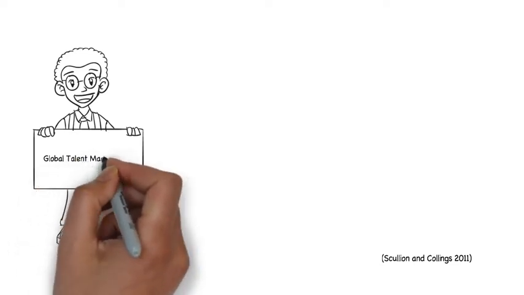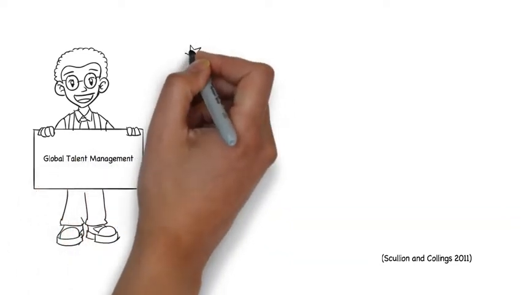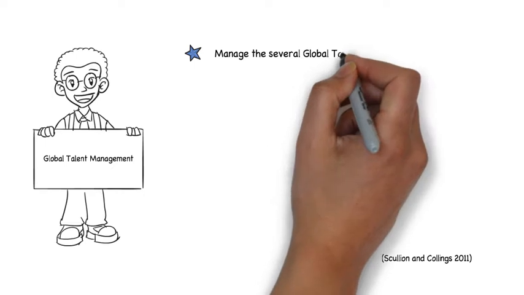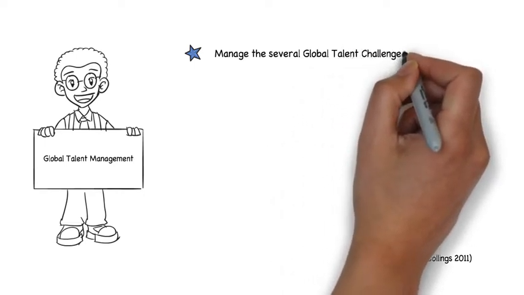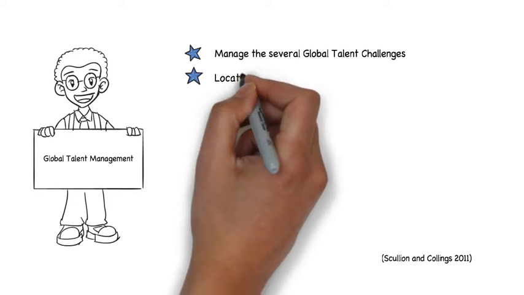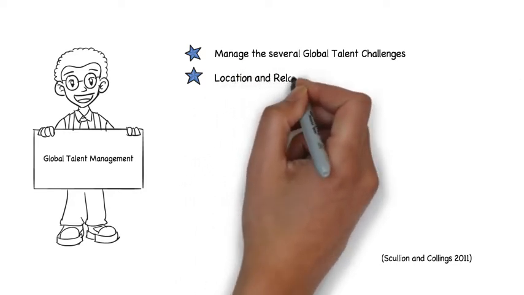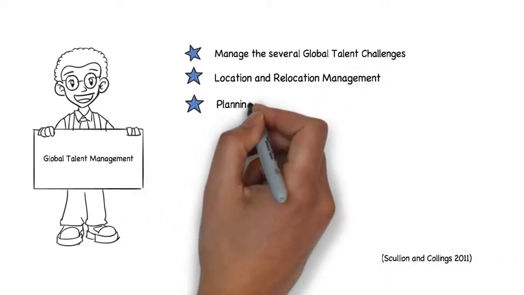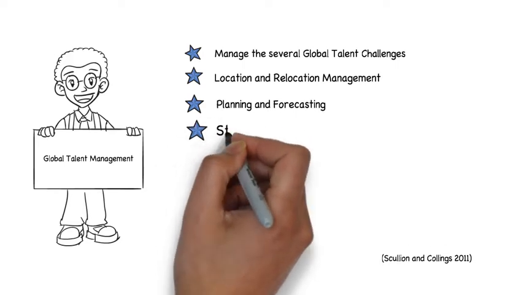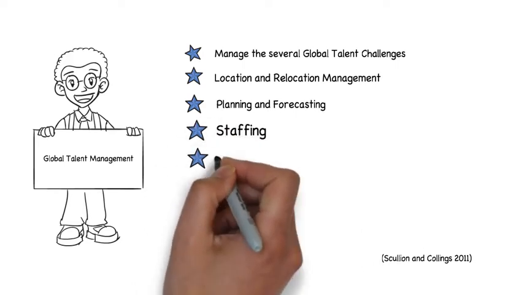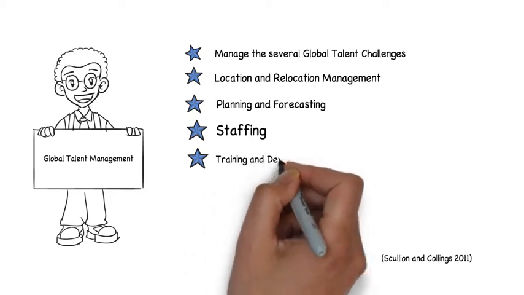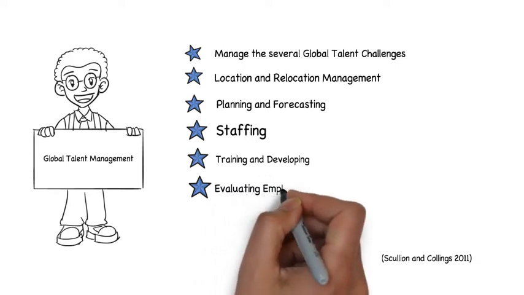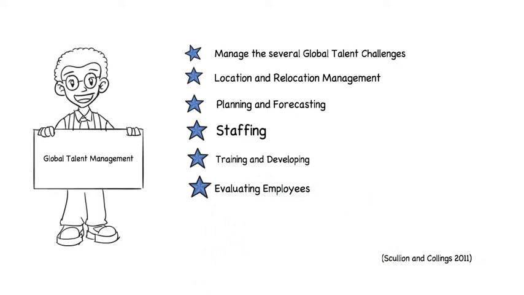Their efforts are what's called global talent management, which is a systematic use of specific HR policies and practices to manage the several global talent challenges that a firm confronts. These include specific aspects of HR policies and practices related to location and relocation management, planning and forecasting, staffing, which includes attracting, selecting, retaining, reducing, and removing said staff, training and developing and evaluating employees consistent with the firm's strategic directions while taking into account the evolving concerns of the workforce and regulatory requirements.